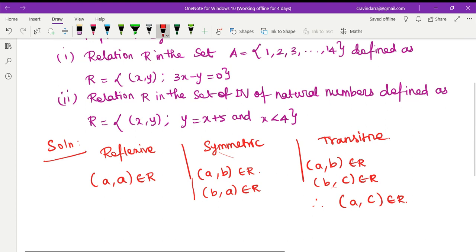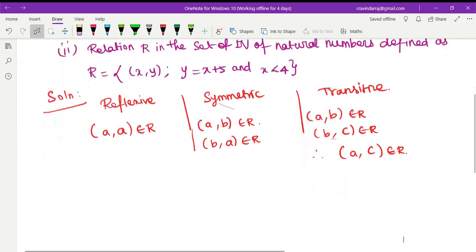So first, reflexive: (a, a) belongs to R, where both elements of the pair are the same. Symmetric means (a, b) belongs to R and (b, a) belongs to R; then we can say this is symmetric. And transitive: (a, b) belongs to R and (b, c) belongs to R means we can directly write (a, c) belongs to R. Then this is called transitive.